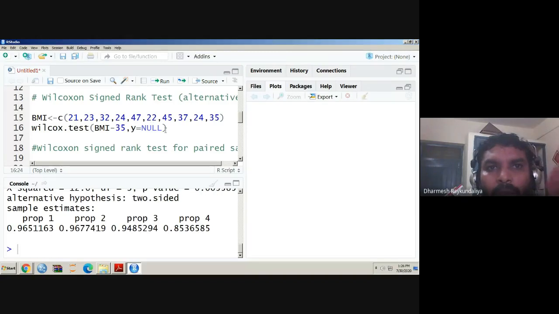Similar to the t.test command, the wilcox.test command works for single sample, double sample, and paired sample. So the command remains the same, you just have to supply different arguments. Because it is for a single sample, I have given the second argument as NULL.